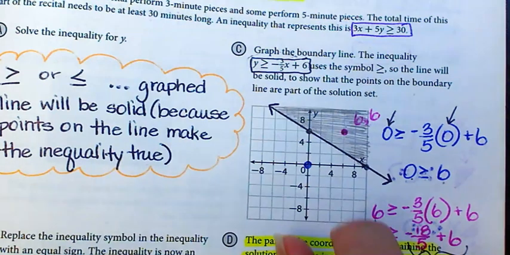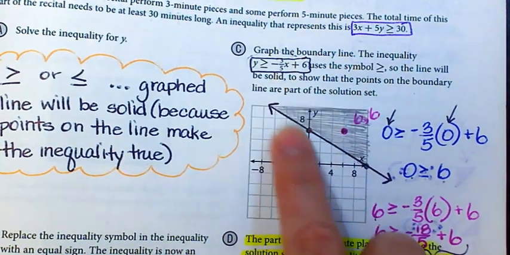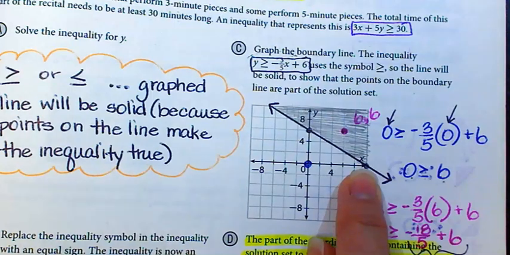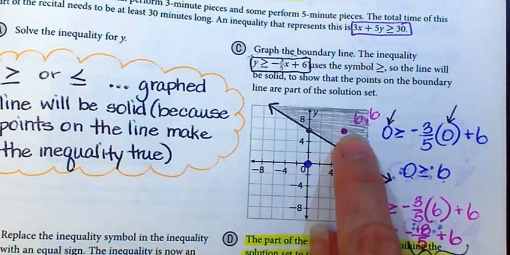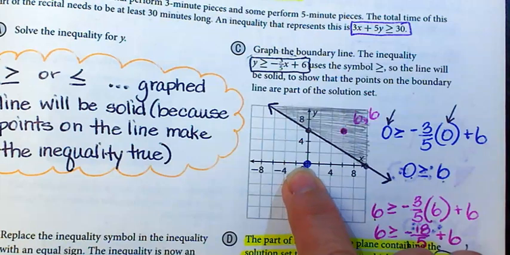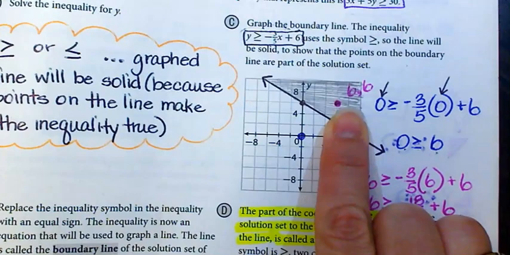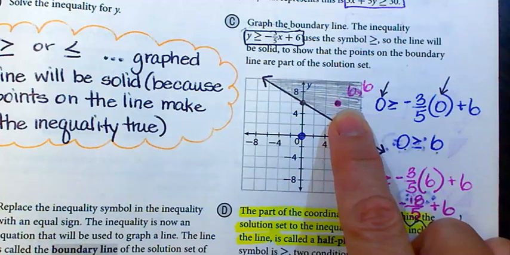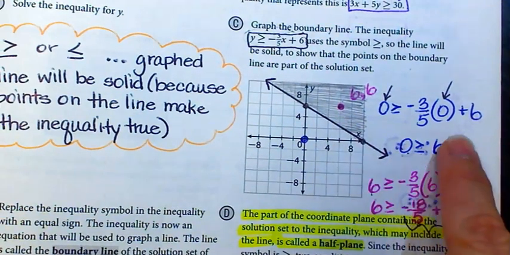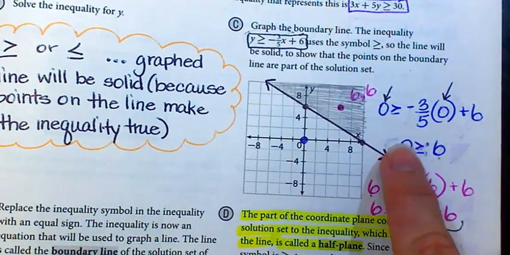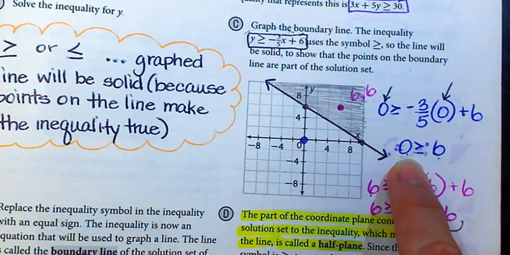So what I've done here, after I graphed the line and I put it as a solid line because it says or equal to, is I picked two test points, one on one side of the line, one on the other side of the line. And I plugged in those x and y values into my equation. The blue dot, when all was said and done and I did all the math, says 0 is greater than or equal to 6, which is not a true statement.